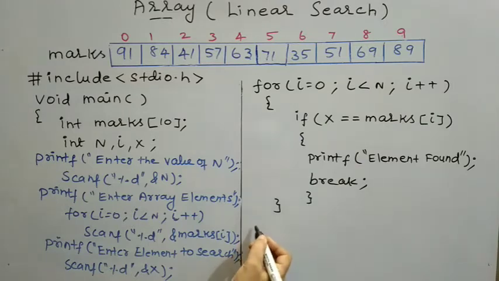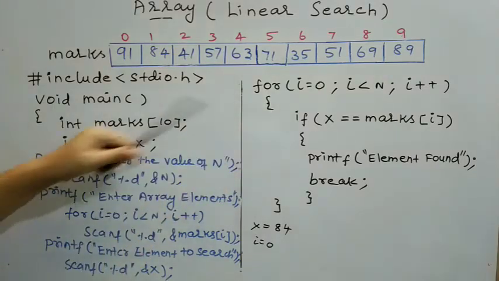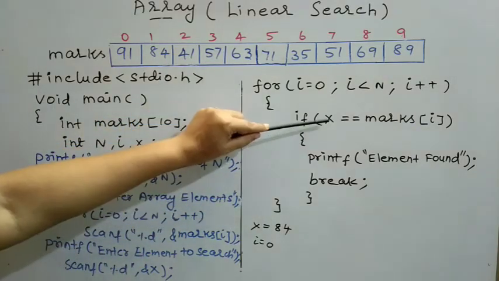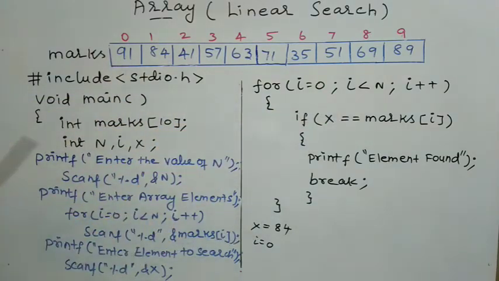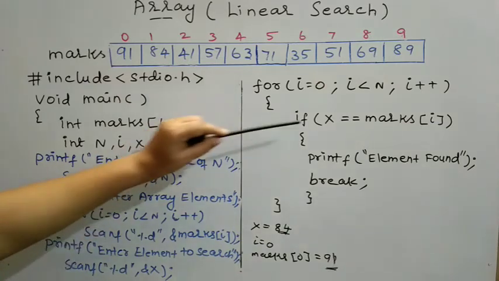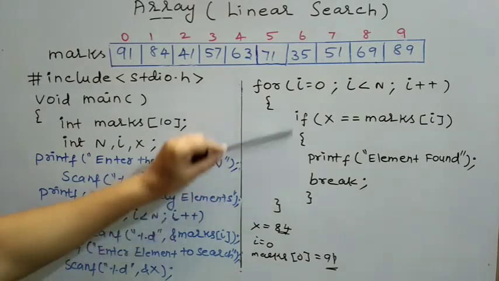If x is equal to 84, initially the value of i will be 0, so I am getting inside this loop. If x, that is 84, is equal to marks of i, i is 0, so marks of 0 will be 91. It will check whether this 84 is equal to this 91. The condition will not get satisfied, so it comes here.